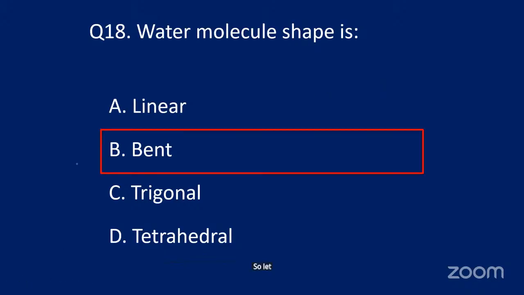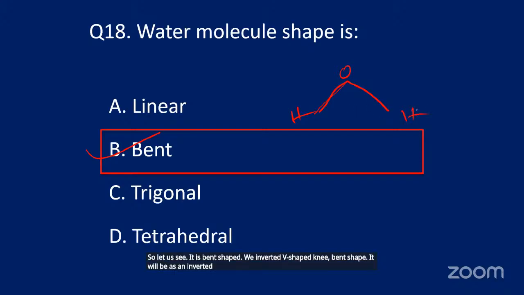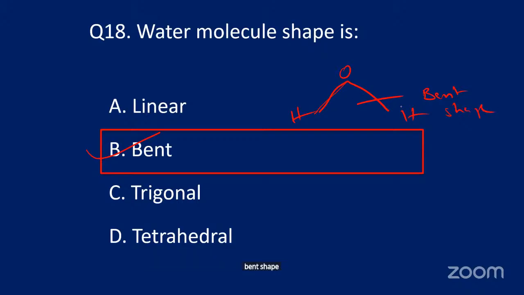So let us see. It is bent shaped. Inverted V shape, we said bent shape, right? It will be an inverted V, H2O. Okay, so this is the bent shape. Bent shape, around 104 degrees is the bond angle. So this is bent shape.